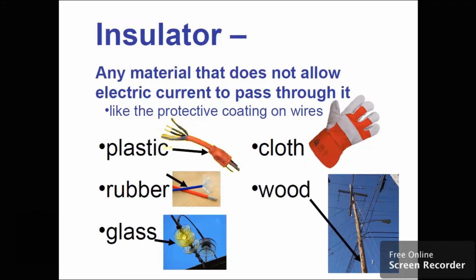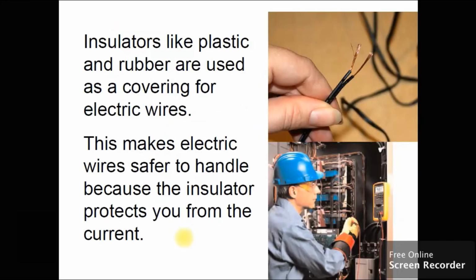Cloth, wood. That's why telephone poles are made out of wood. They don't use metal telephone poles because if something goes wrong, the electricity goes through the metal pole and right into the ground and could hurt people. So insulators like plastic and rubber are used as covering for electric wires. You want to keep the electricity on the inside so you can touch a wire and not get shocked by it. Makes sense.